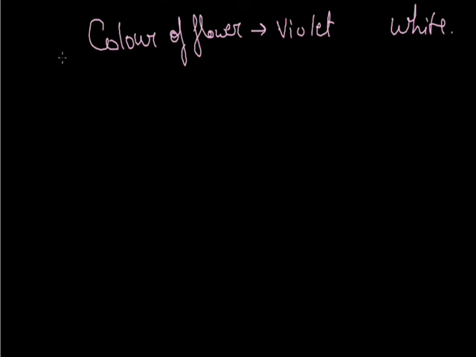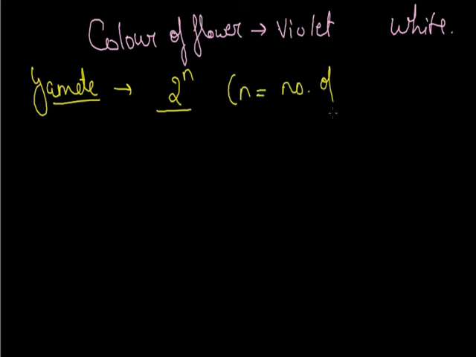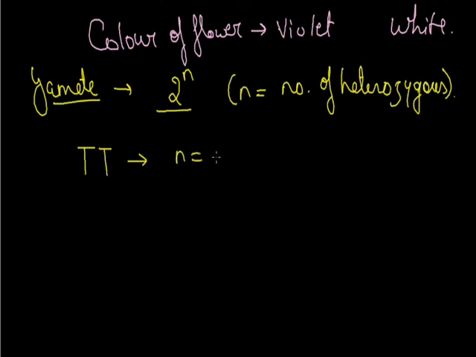Next we talk about how a cross is done. First we talk about the gamete formation. Now gametes are formed by the formula 2 to the power n, where n is the number of heterozygous conditions. For example, if we have capital T and capital T, here the number of heterozygous is 0, so n equals 0. Putting it in the formula, 2 to the power 0 will be equal to 1. That means this will form a single gamete T.